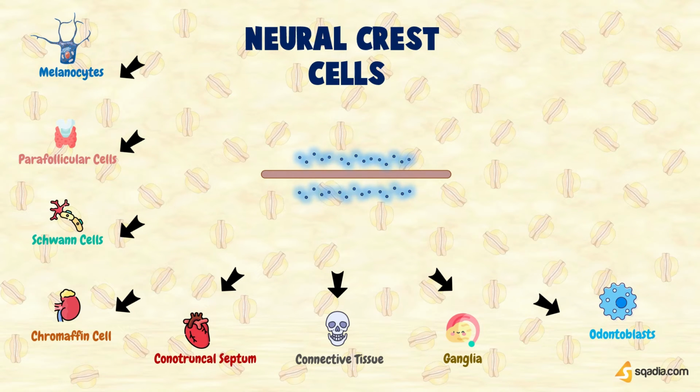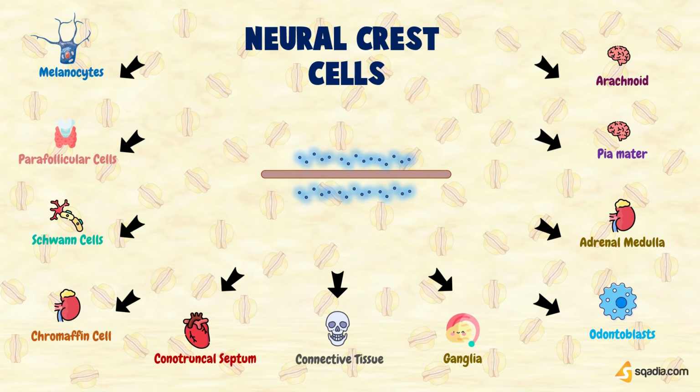Odontoblasts. In vertebrates, an odontoblast is a cell of neural crest origin that is part of the outer surface of the dental pulp, and whose biological function is dentinogenesis, which is the formation of dentin, the substance beneath the tooth enamel on the crown. Adrenal medulla. Pia mater. Pia mater is the inner layer, closest to your brain tissue. And arachnoid. Arachnoid is the middle layer.